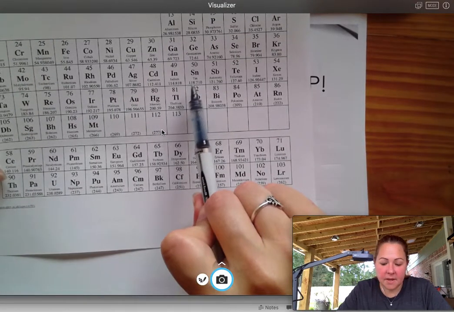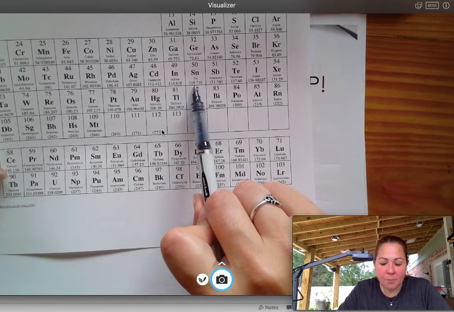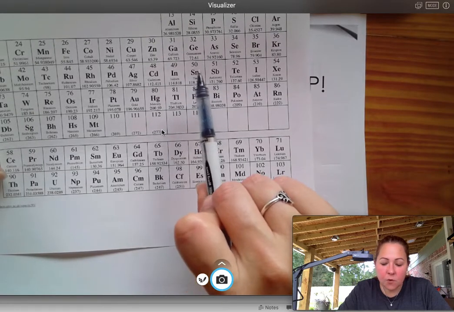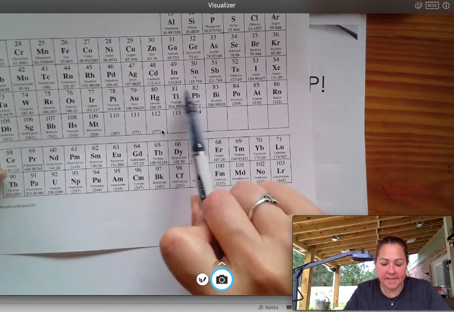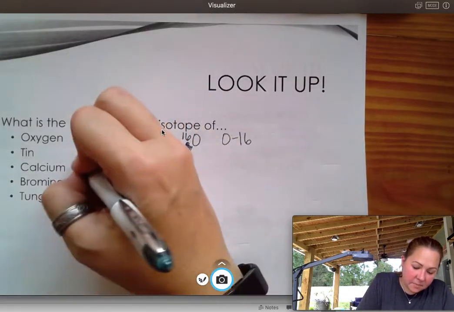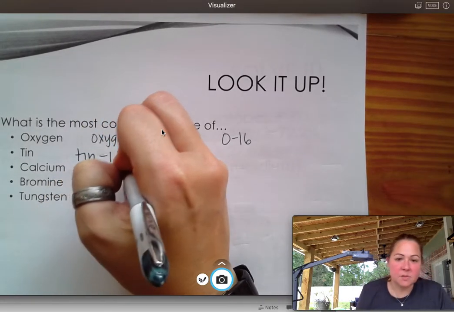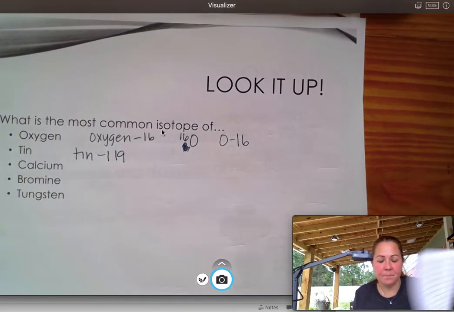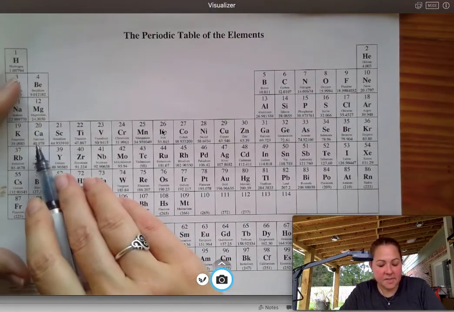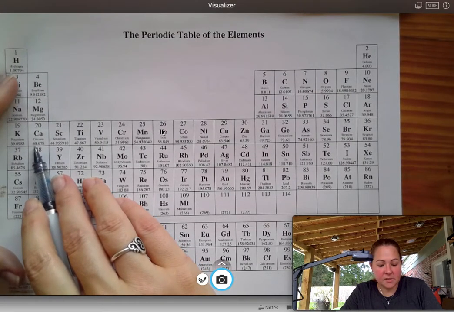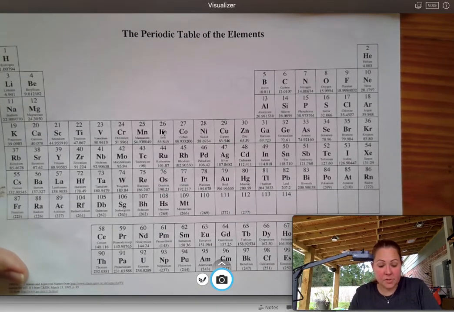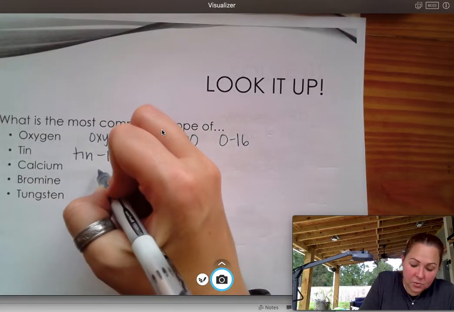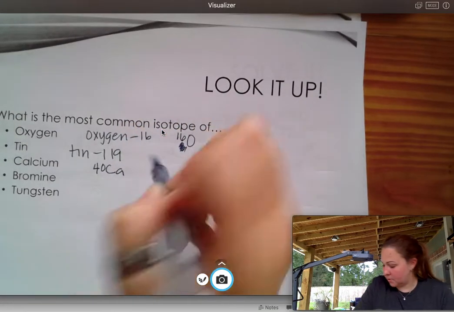Tin is the same thing. You have tin at 118.71. If we're looking at 118.71, that's going to round to 119. So tin-119 is the most common isotope for tin. Calcium is here, Ca. Calcium has a mass of 40.08. We're going to round that to a whole number, so that's just going to round to 40. So calcium-40 is the most common isotope.